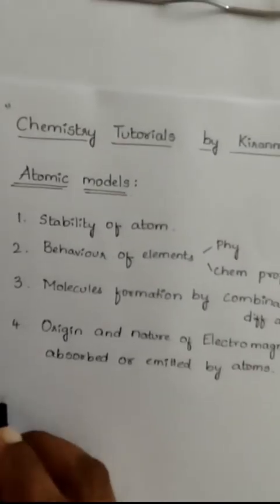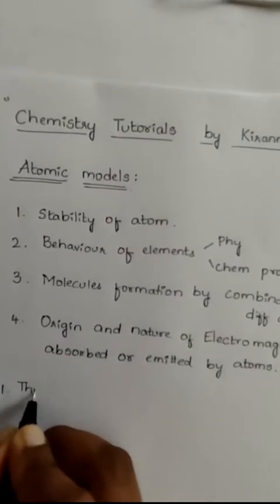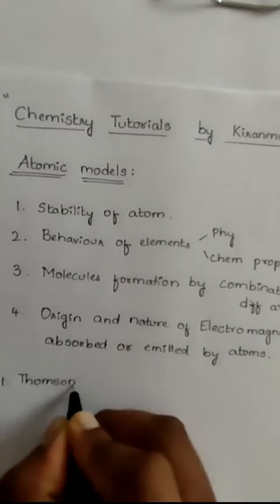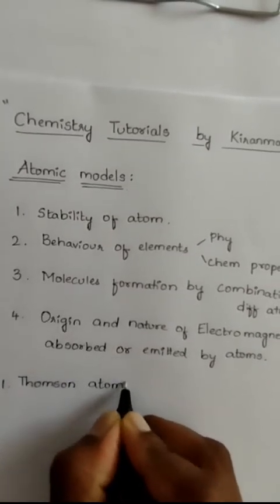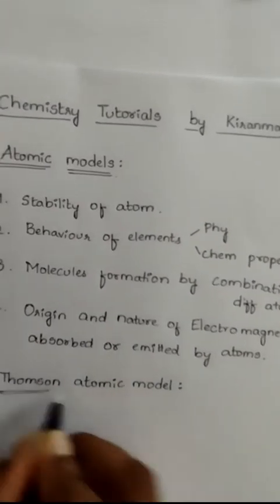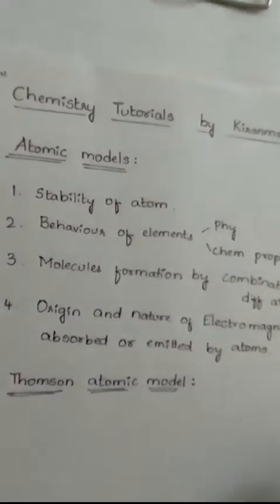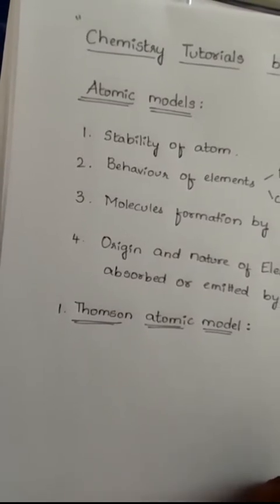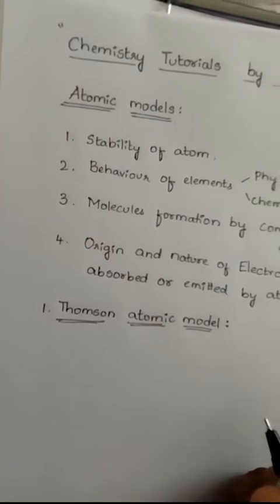So first one, Thomson's atomic model. This was the first atomic model, we can say, proposed by a scientist. Thomson is a physicist. He also got a Nobel Prize in 1906 for his theoretical and experimental investigations on the conduction of electricity by gases.